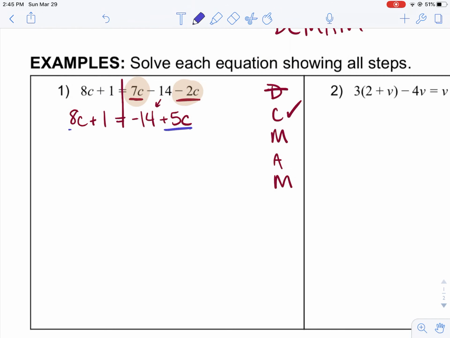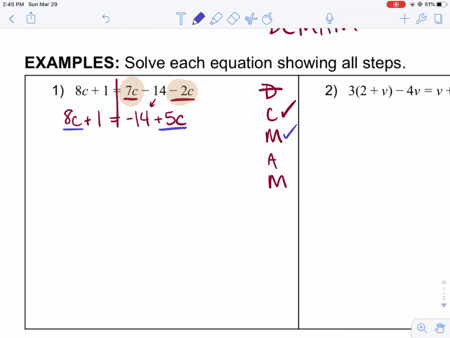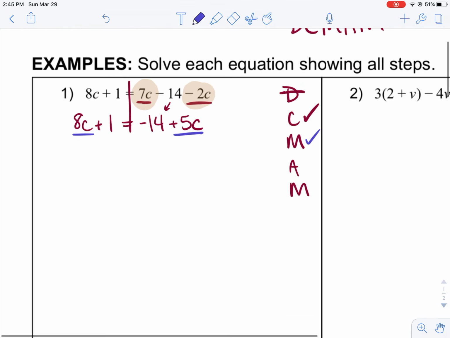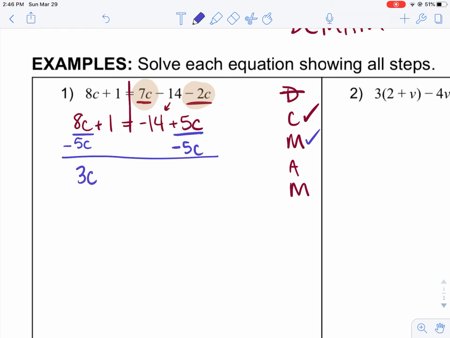Next, I notice I have C's on both sides, so I will need to move C's to the same side of the equal sign. To do that, I will subtract 5C from both sides. Remember, you're not wrong if you move 8. I just don't want to have negatives, so I'm going to move the smaller one, and 5 is smaller than 8. So 8C's minus 5C's is 3C's. We do exactly what it shows. And then 5C minus 5C cancels.